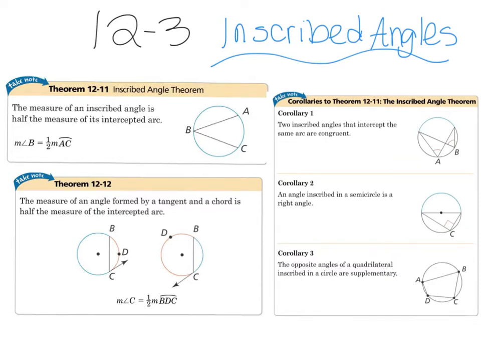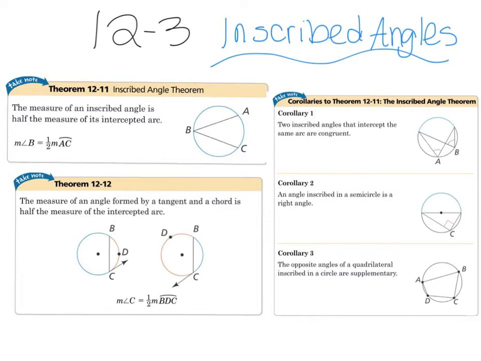To make sure that you understand the vocabulary term inscribed angle, the definition is an angle whose vertex is on the circle and whose sides are chords of the circle. The term we learned before was central angle, where the vertex of the angle was the center of the circle, and the sides, or the legs, were the radii of the circle. This time we have what's called an inscribed angle, where all three endpoints are along the outside of the circle.